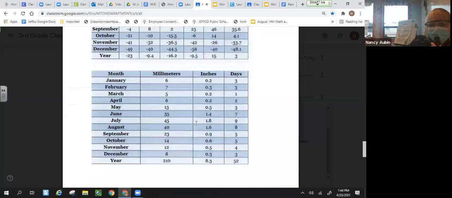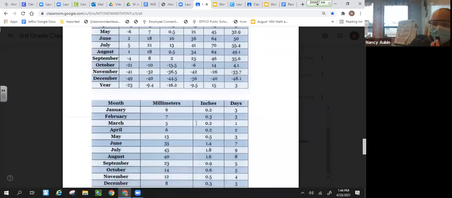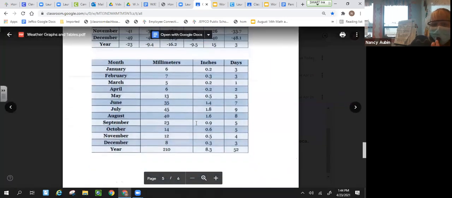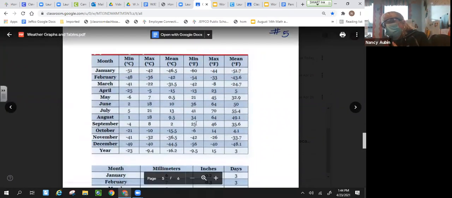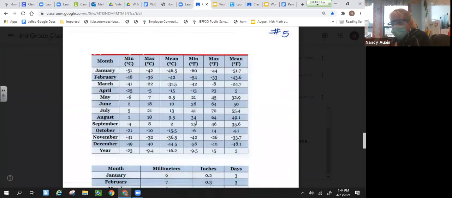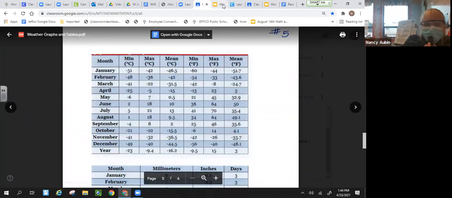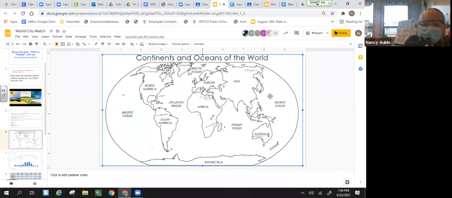It does get some precipitation, but not a lot. 52 days of the year it precipitates. All right, what do you think, Ellie? Spell it. Siberia. She is right. Siberia, Russia. Here it is. That's number 5.